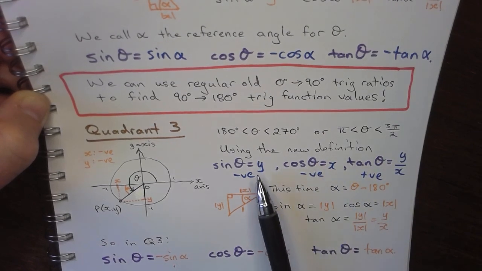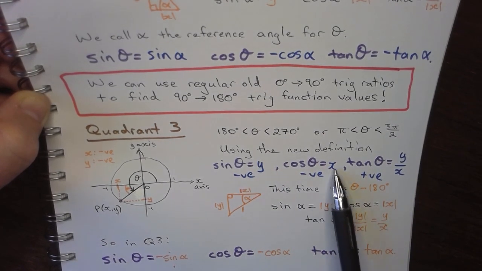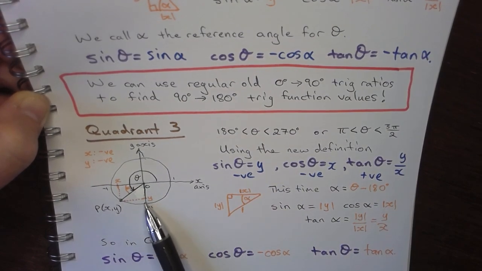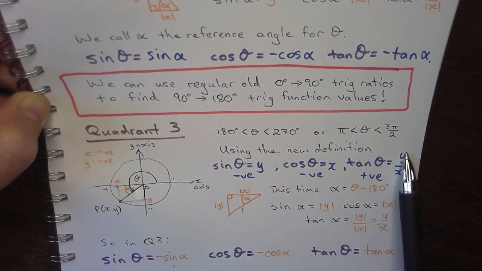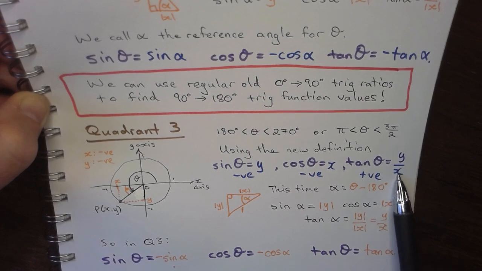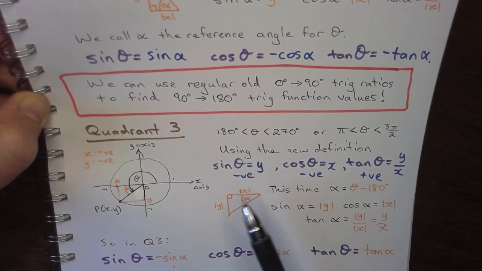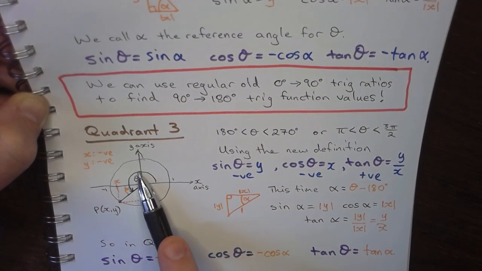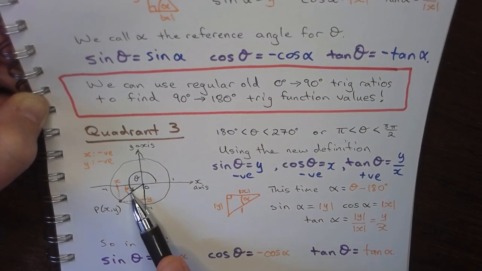Using our new definition, we've still got sine theta is y, cos theta is x, and tan theta is y on x. This time, y is negative, so is x, but that means tan of theta, y over x, will have to be positive because we've got a negative over a negative. Okay, so that's something we're going to work through in a moment. Again, theta is not a right angle triangle angle. It's more than 180 degrees for starters.